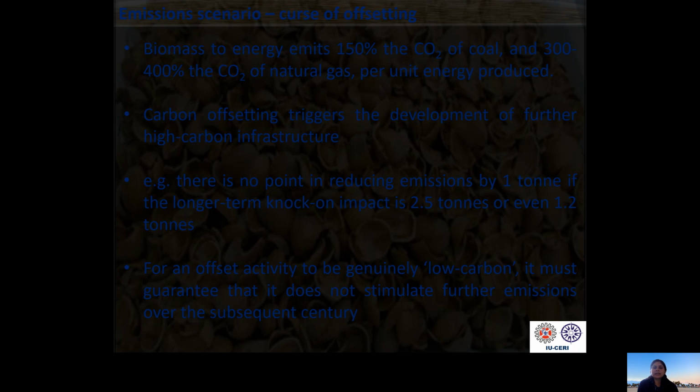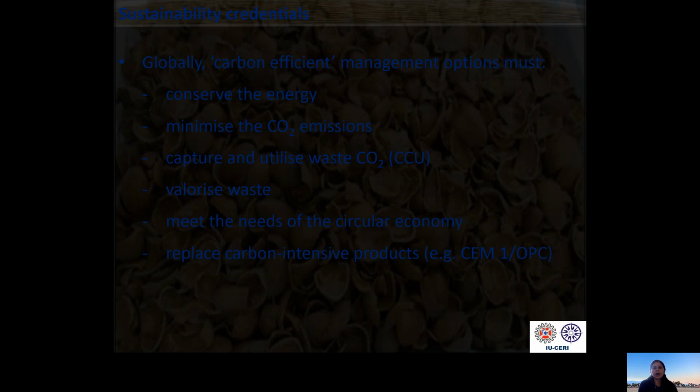So in that respect, there is no point in reducing emissions by 1 ton if the longer term knock on impact is 2.5 tons or even 1.2 tons. So where is the offset in true sense? For an offset activity to be genuinely low carbon, it must guarantee that it does not stimulate further emissions over the subsequent century. That means we have to think about direct and indirect offsets as well, to sum it up and bring it to low carbon or carbon negative.